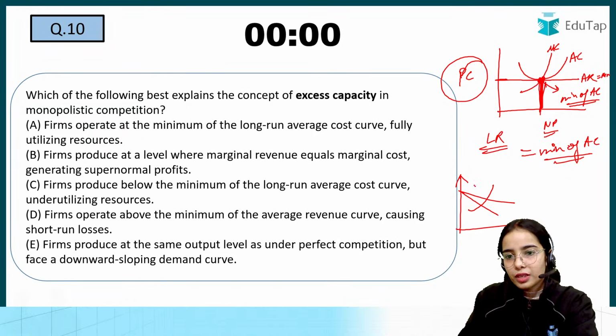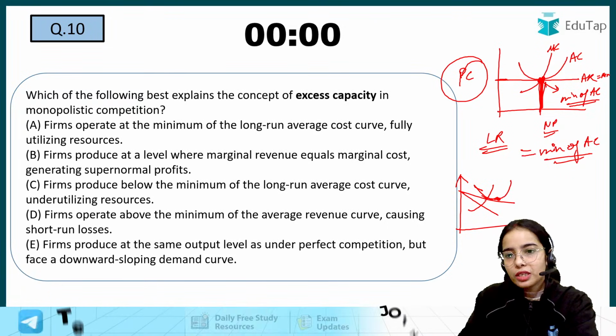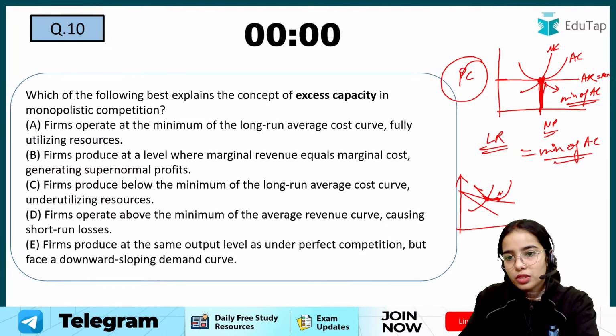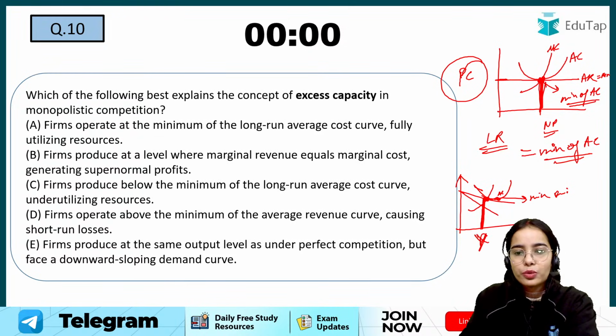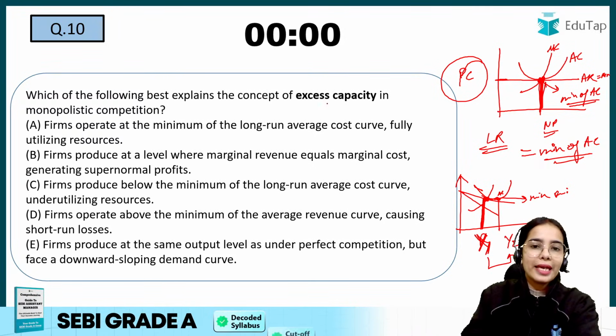let's say this is the minimum point. This is the minimum point of the average cost, but the production is happening at this level. The output is produced at Y1 while the minimum of average cost is Y2. So this is the excess capacity.